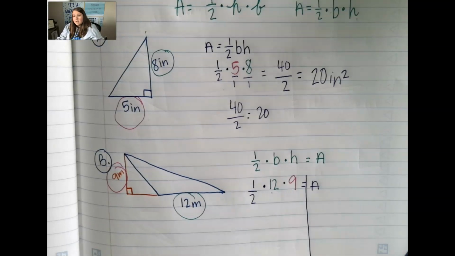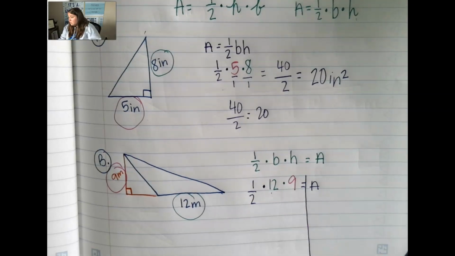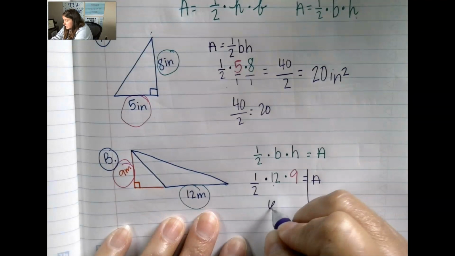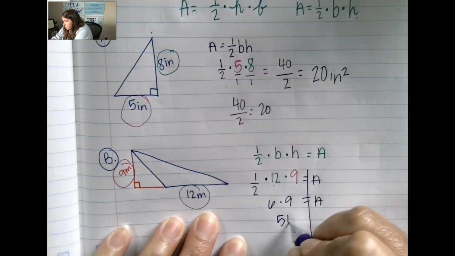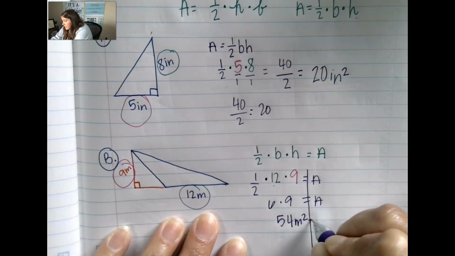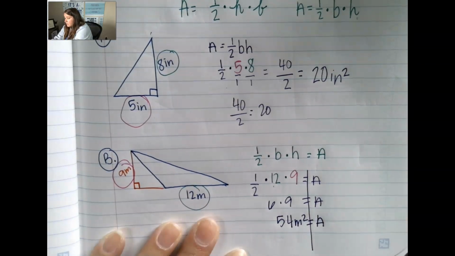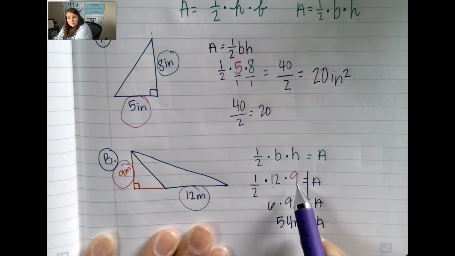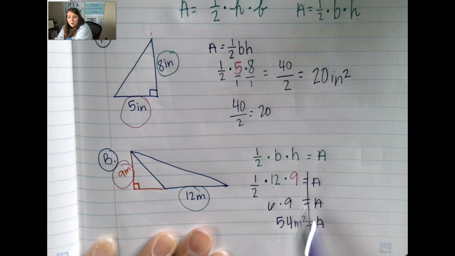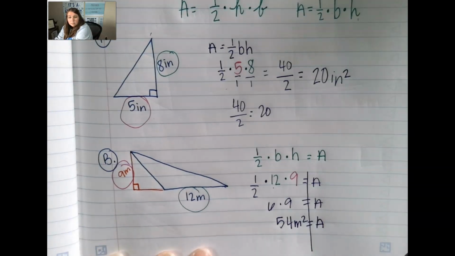So 6 times 9 gives us 54, or you could do half of this is 6, and 6 times 9 equals the area, and 54 meters squared equals the area. Or if you wanted to, you could multiply 12 times 9 and then divide that by 2, and that would give you the exact same answer.